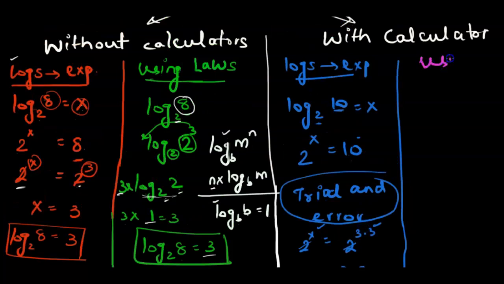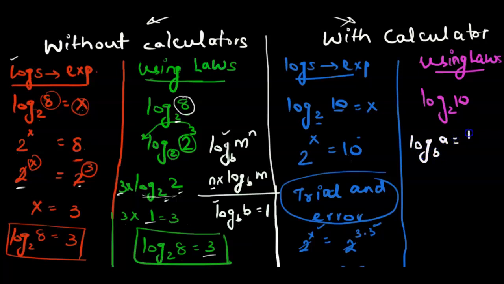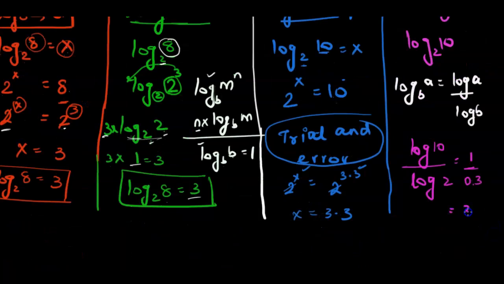Next we solve using laws. The same question with calculator and laws. How do we solve it? If we have log to the base 2 of 10 and we have to apply the laws in this case, then we apply a law called changing the logs to log base 10. So we can use this law: log to the base b of a can be written as log a over log b. So we would write this as log 10 over log 2, and then we just have to put log 10 divided by log 2 on the calculator. The answer that we get is the final answer, and we get 1 divided by 0.3, and that gives us a value of 3.33.